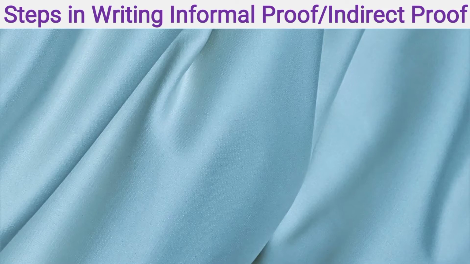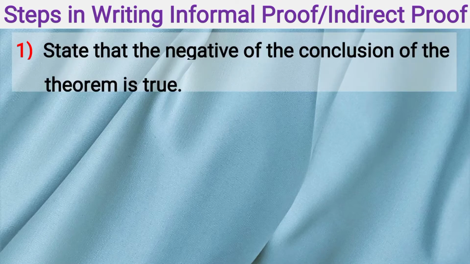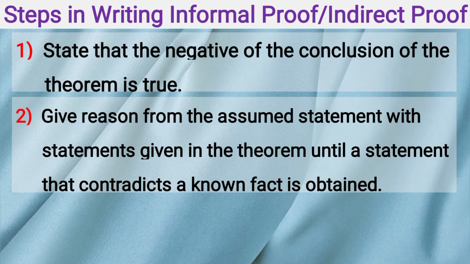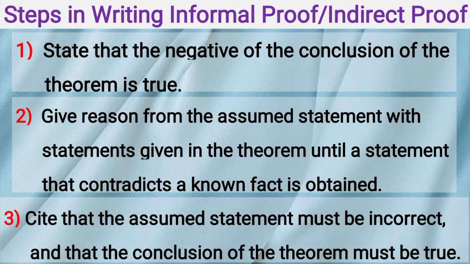Steps in writing informal proof or indirect proof. Indirect proof is also known as proof by contradiction. Step 1. State that the negative of the conclusion of the theorem is true. Step 2. Give the reason from the assumed statement with statements given in the theorem until a statement that contradicts a known fact is obtained. Step 3. Cite that the assumed statement must be incorrect and that the conclusion of the theorem must be true.